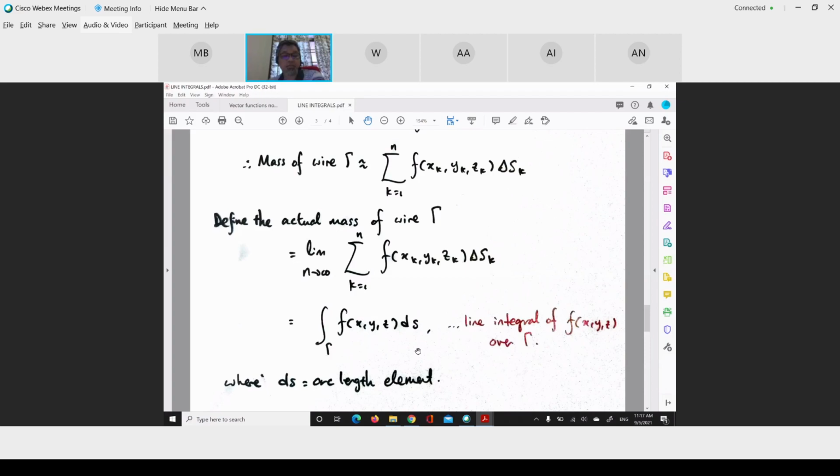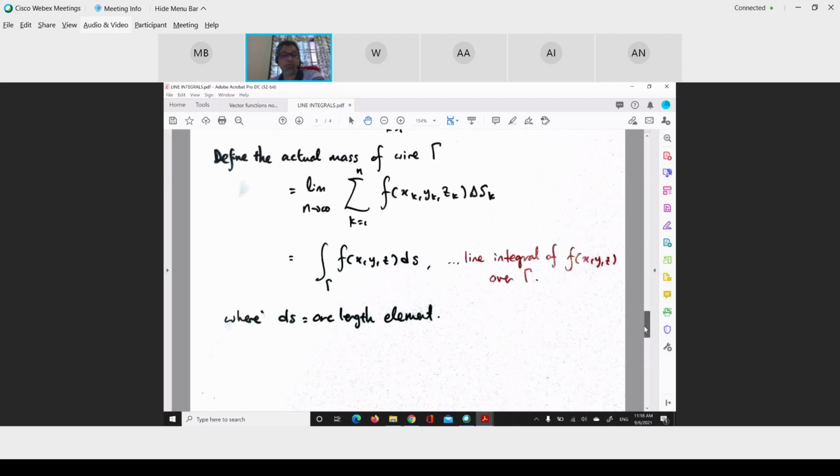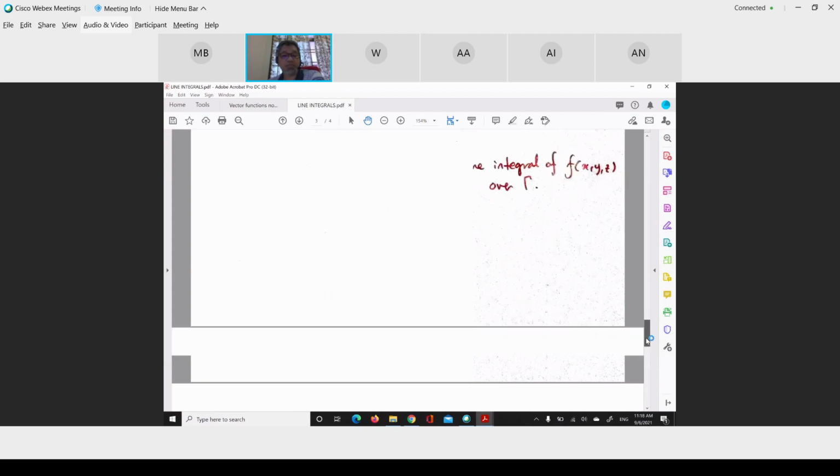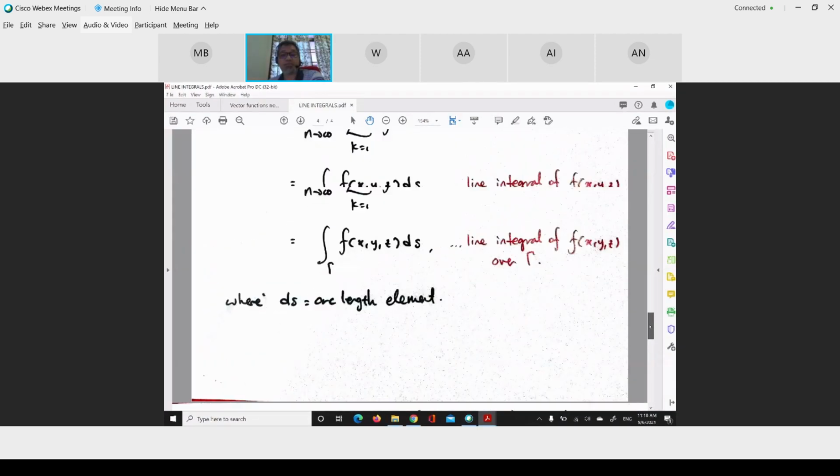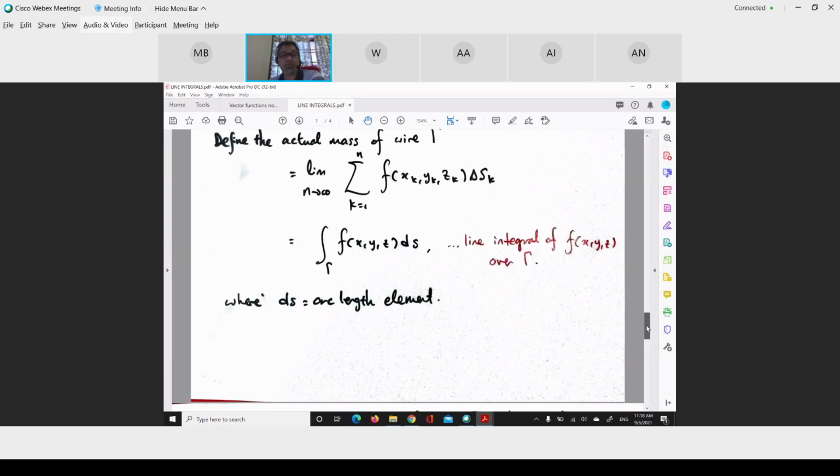This integral is called the line integral of a scalar function f x y z over gamma. So this is a new type of integral we are looking at, which is called the line integral. Later we will see a line integral for a vector field.